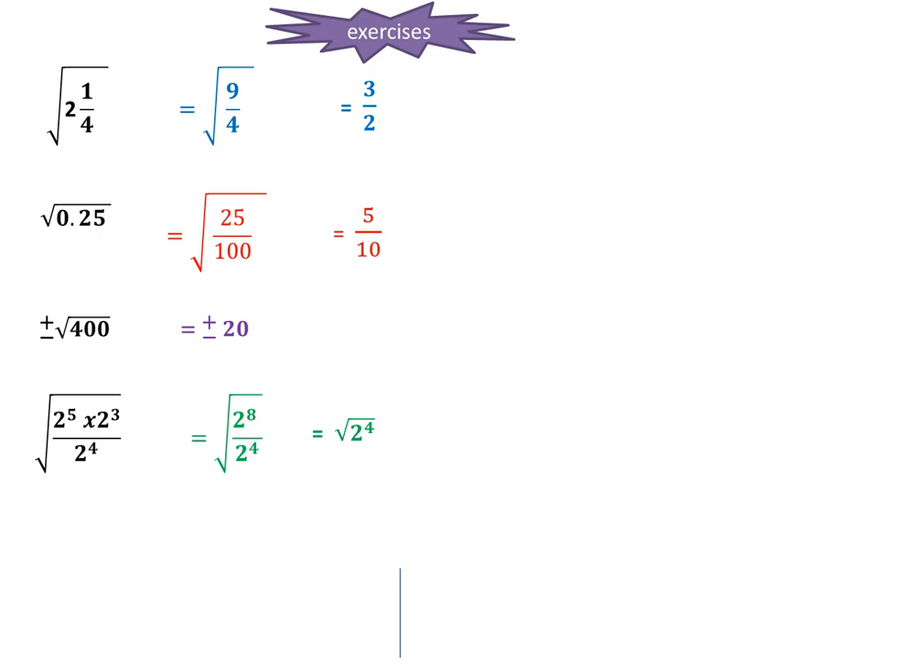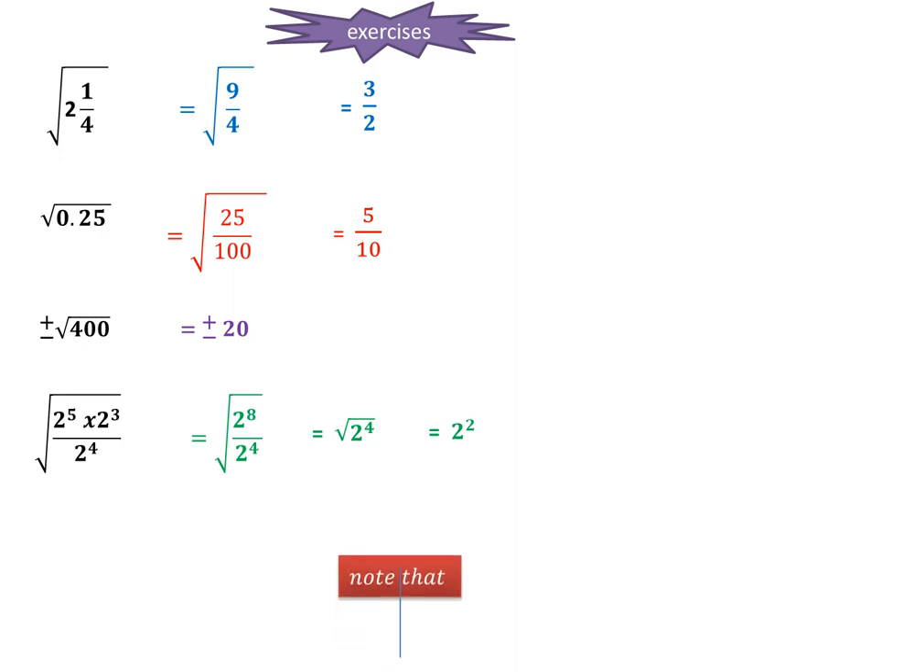2 power 4 is 2 power 2 times 2 power 2. But by another way, we can take the 2 and get half the power, then it will be 2 power 2.